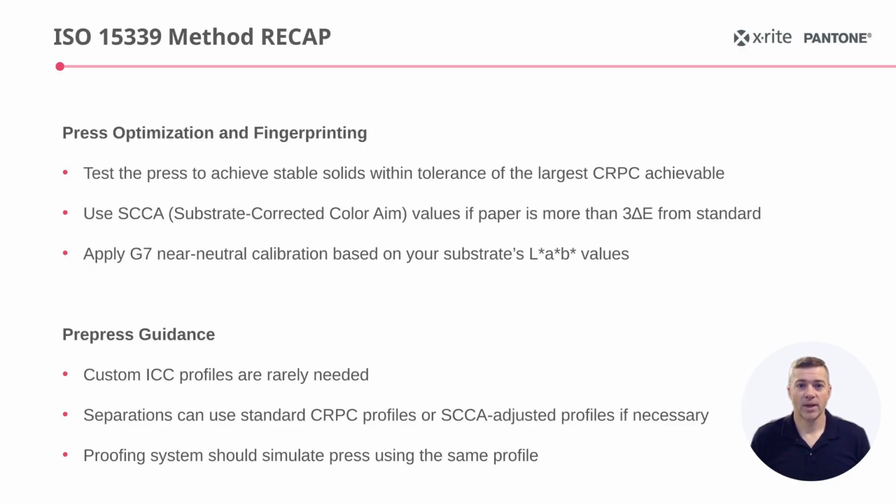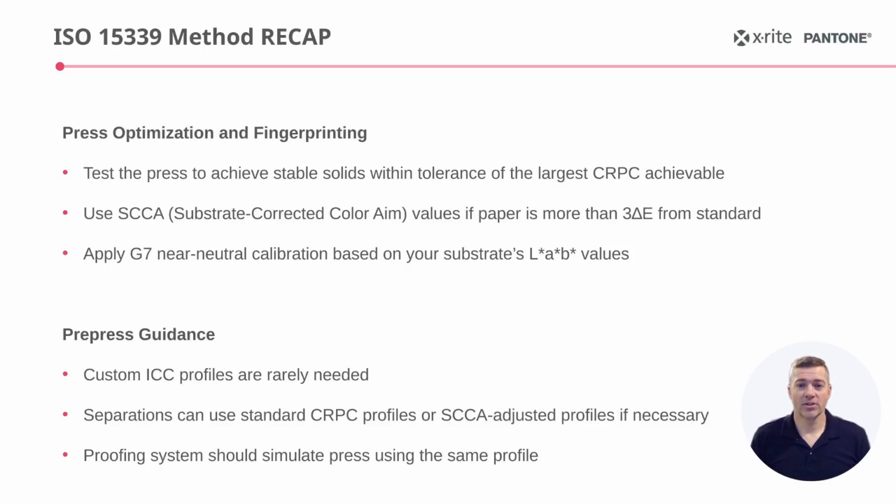When it comes to pre-press, there's typically no need to create a custom ICC profile. Separations can be made using standard CRPC profiles, or adjusted ones that include SCCA values if needed. Your proofing system can then use the same ICC profile to simulate the press condition. Only in rare cases, where the job is extremely color critical, would pre-press consider building a custom profile. But even then, the printer still aims to hit the CRPC target.